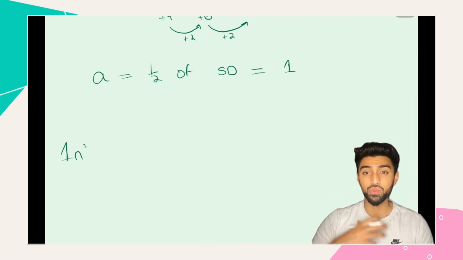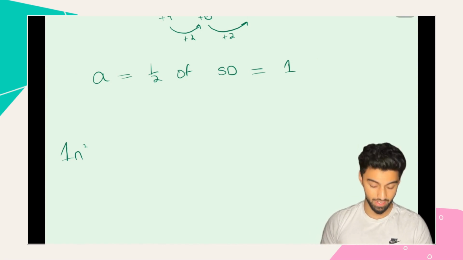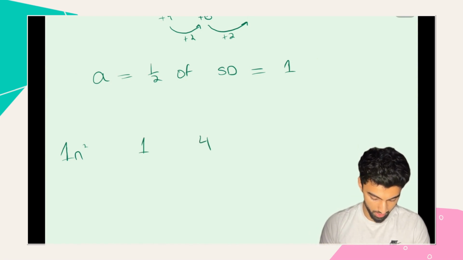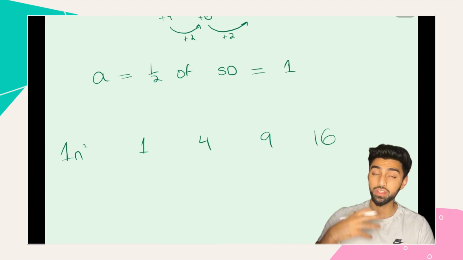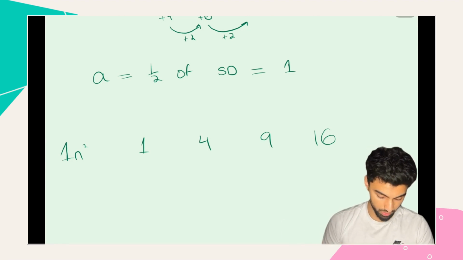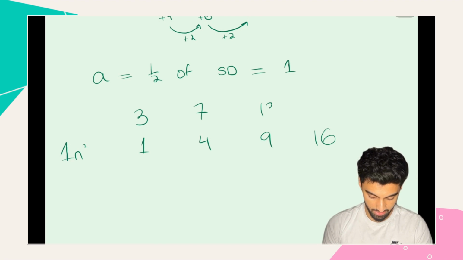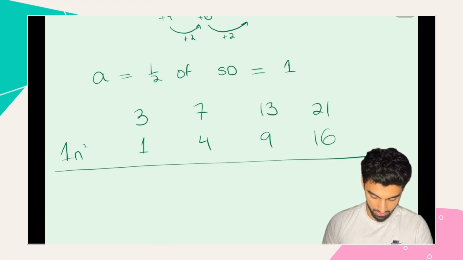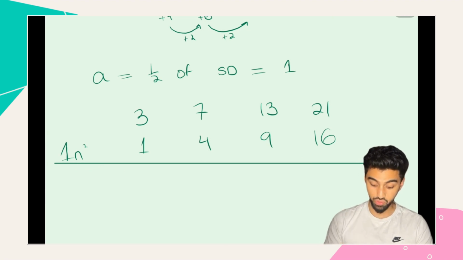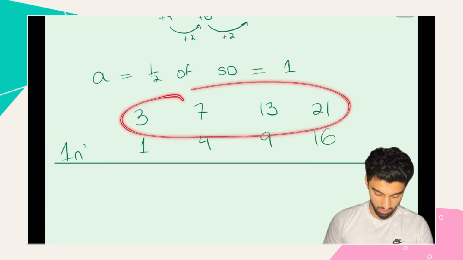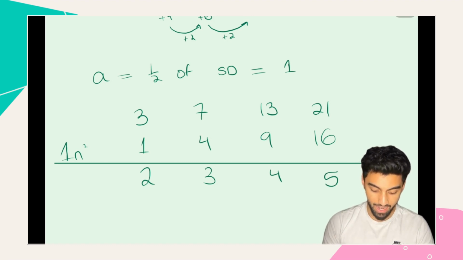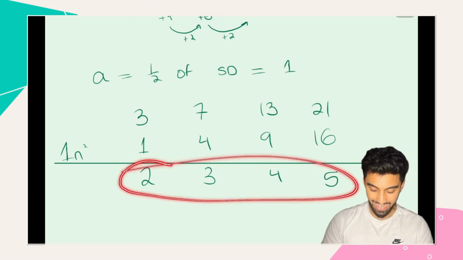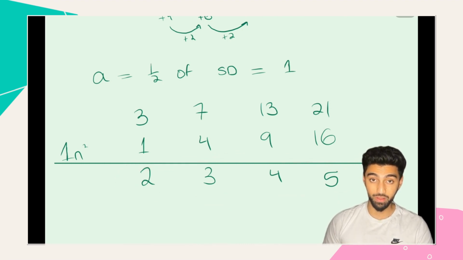Now the next step would be to write the sequence of 1n squared. Now that is of course all of the square numbers, 1, 4, 9, 16 and so on and so forth. Then above this, the next step would be to write the original sequence, which was 3, 7, 13 and 21. The reason why we do this step is because we are about to subtract the top sequence from the bottom sequence. And when we do that, we end up with the following numbers: 2, 3, 4, 5. And now all we are required to do is find the linear nth term of this sequence, and that will allow us to answer the question.